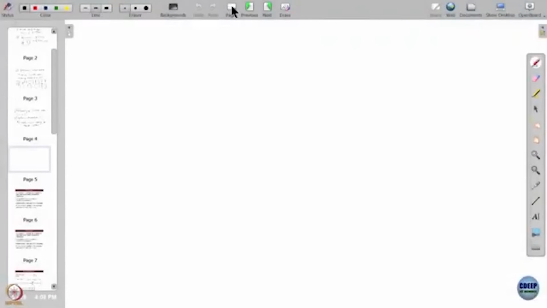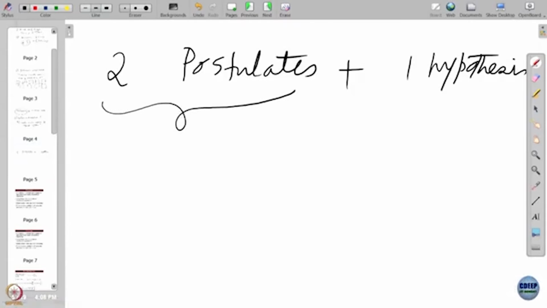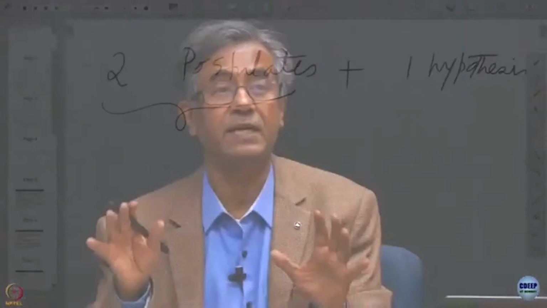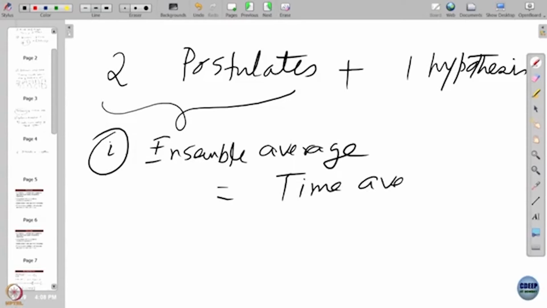So, given that condition, how do we go about it? First thing that Willard Gibbs did: we have discussed two postulates, we will not spend too much time on that anymore, and one hypothesis, the ergodic hypothesis. These two postulates we have discussed and they are also given in the book in a fairly detailed form. The first is that the ensemble average, the averaging over the ensemble, is equal to the time average, and that is the first postulate.